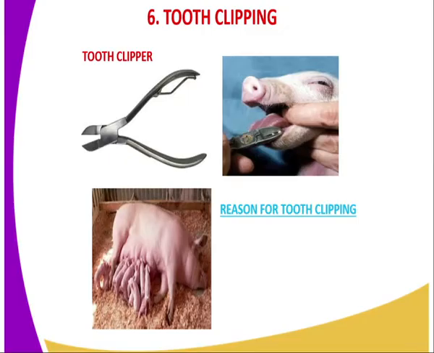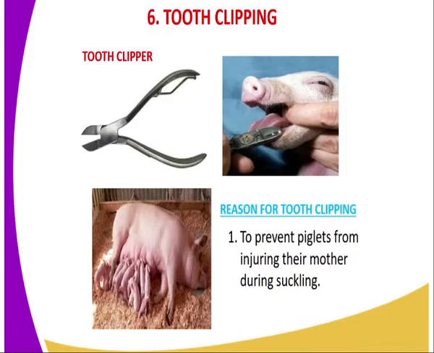And what about the reason why we normally carry out tooth clipping? The reason number one, we have to prevent the piglet from injuring their mother during suckling. And also, the teeth may be plucked out in the course of feeding, and once swallowed, they may end up injuring the piglet and resulting in death.